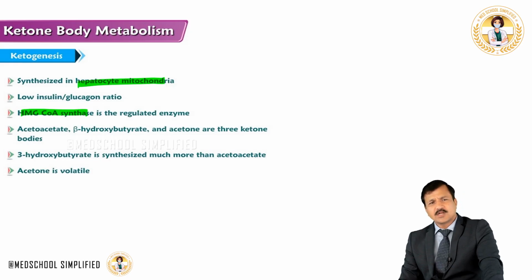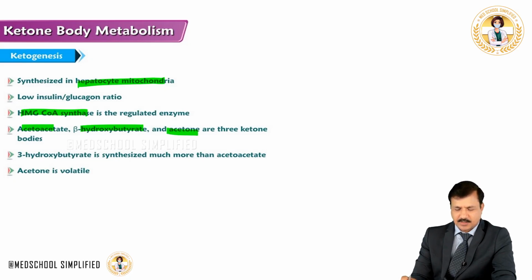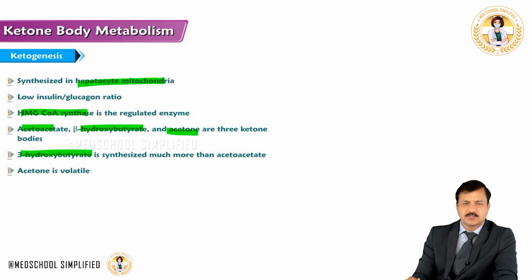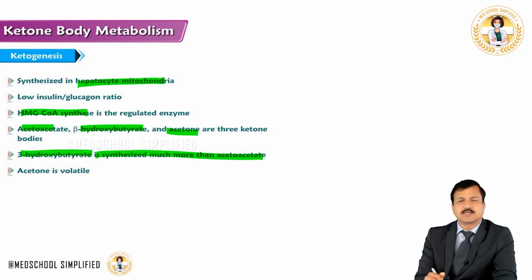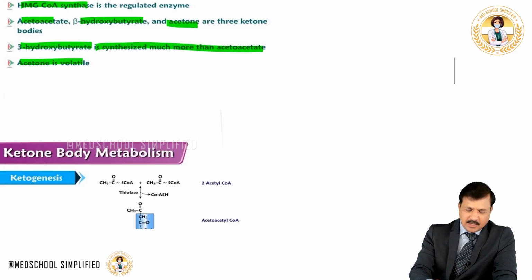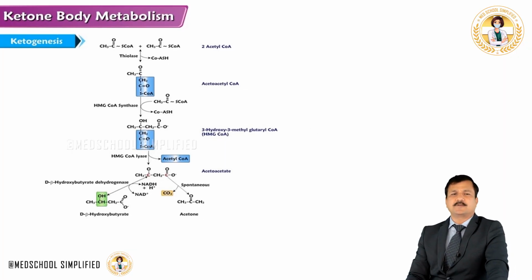Now there are three ketone bodies that will be synthesized in the ketogenesis process. One is acetoacetate, other is β-hydroxybutyrate, and the third is acetone. When you compare acetoacetate and beta-hydroxybutyrate, beta-hydroxybutyrate, which is also referred to as 3-hydroxybutyrate, is synthesized much more than acetoacetate. And also, as I said earlier, acetone is volatile and we exhale it out. Now let's see the synthesis figure here, the flow chart.